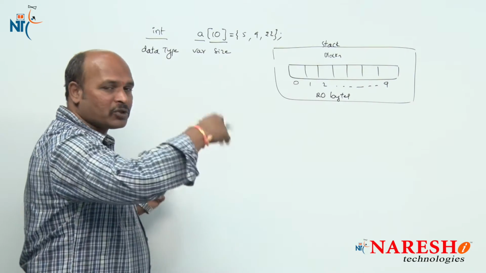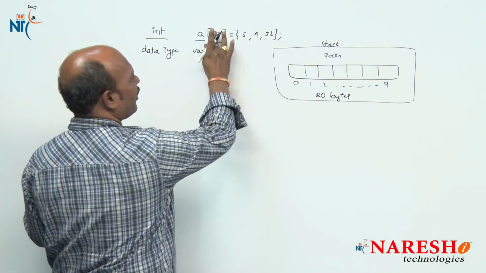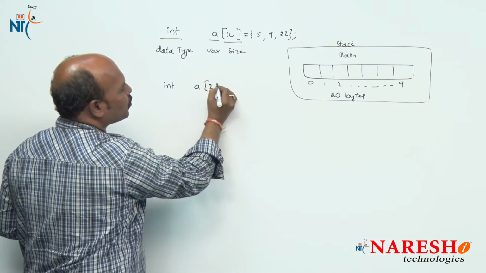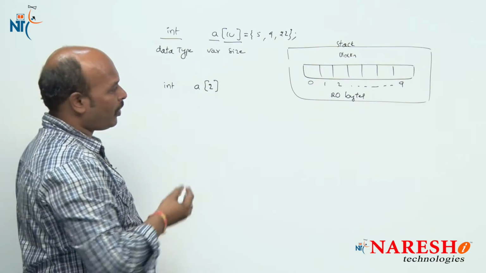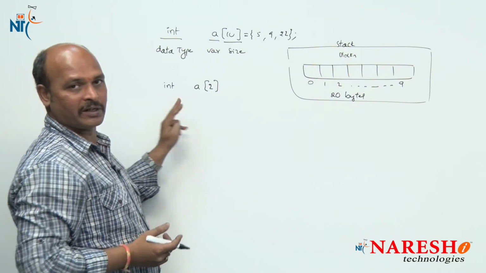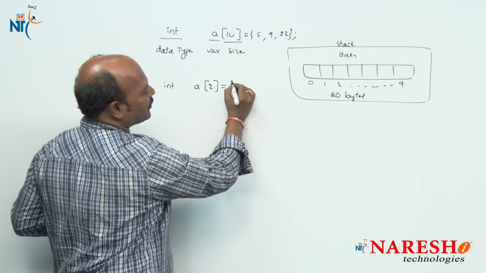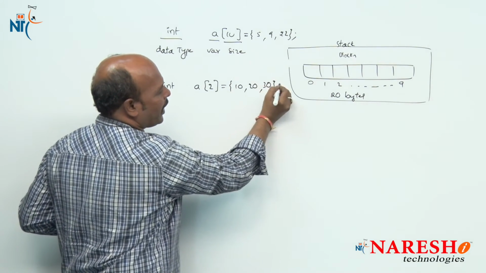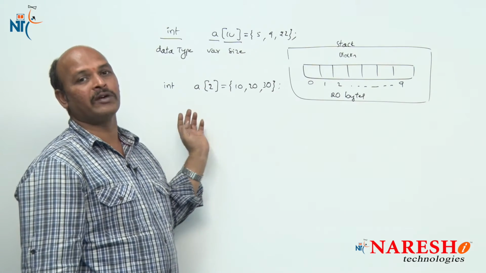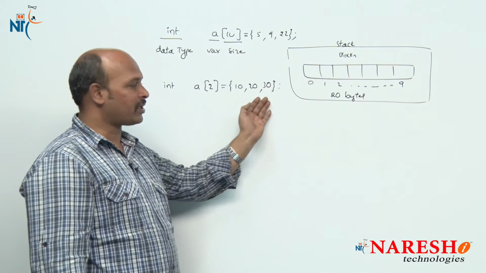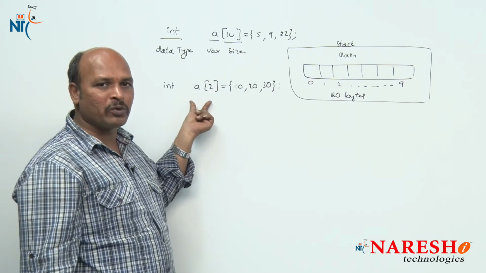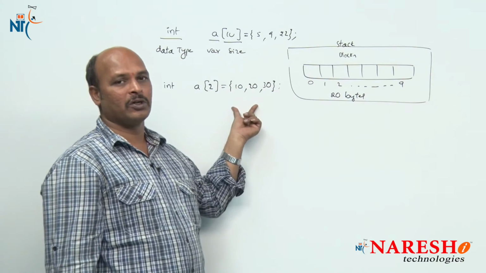Next, suppose there is another situation: I have created int a[2]. When it is executed, 4 bytes of memory are allocated, but here you are trying to store 3 values. Now it gives an error, because of insufficient memory. You are able to store only 2 values, but you are going to store 3 values.